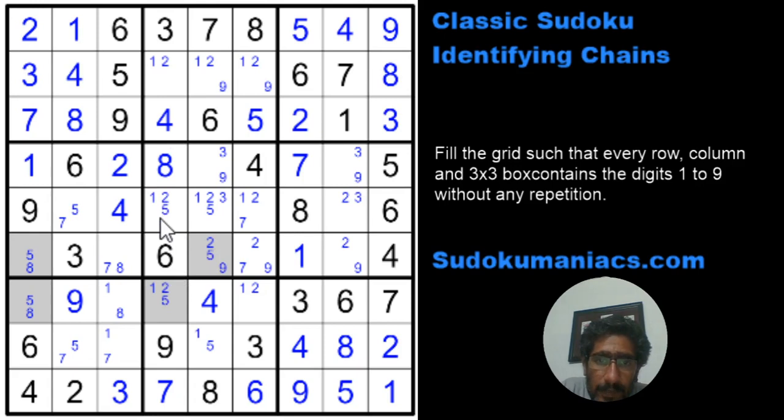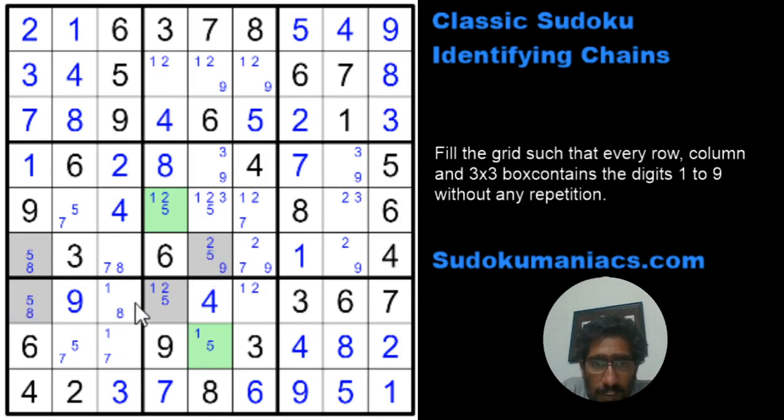So row 5 column 4 would be one of the buddy cells, because irrespective of where 5 comes in these two, it cannot be here. And also row 8 column 5, because if 5 was in row 6 column 5, obviously it would be sharing the column, so 5 cannot be here.